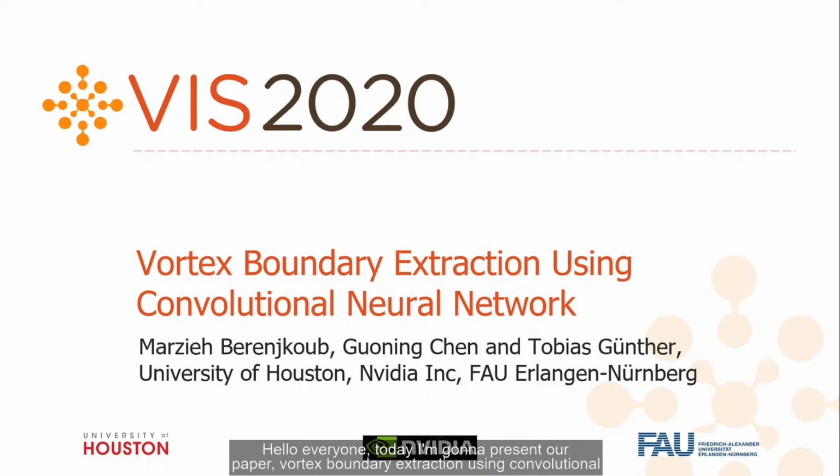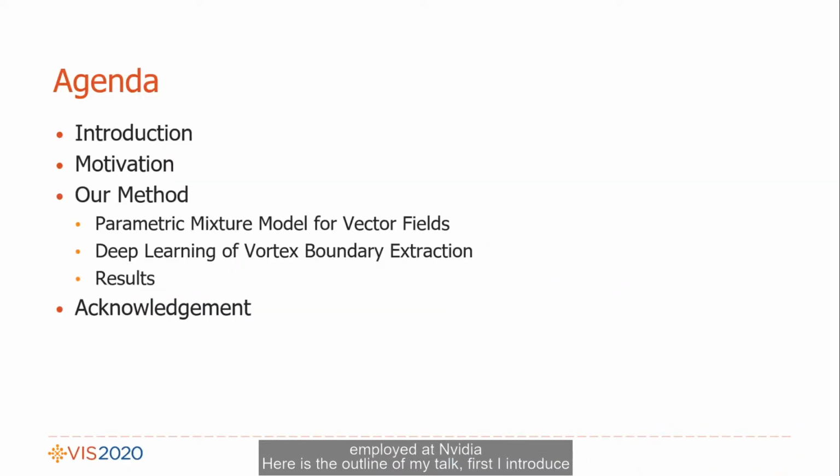Hello everyone, today I'm going to present our paper, Vortex boundary extraction using convolutional neural network. This work is a collaboration between University of Houston and FAU Erlangen-Nuremberg. This is work done while I was a PhD student at the University of Houston, and I'm now employed at NVIDIA. Here is the outline of my talk. First, I introduce the problem and motivation of this work, and then I describe our method and go over some of the results.